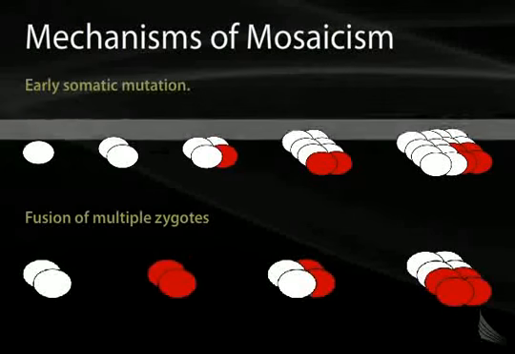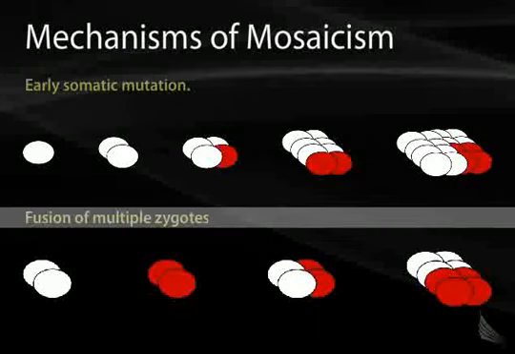Another example of a mosaic mechanism is in the fusion of multiple zygotes. If you have one zygote that's normal and another zygote that's developing with this mutation, and then instead of developing into two separate individuals, they fuse together early on, you can have mosaic individuals develop that way as well.